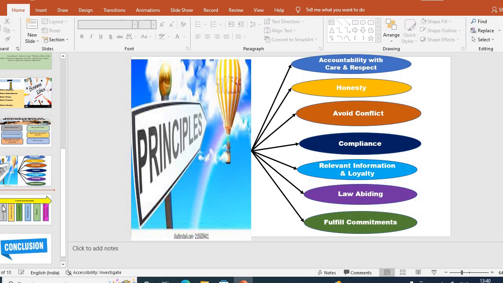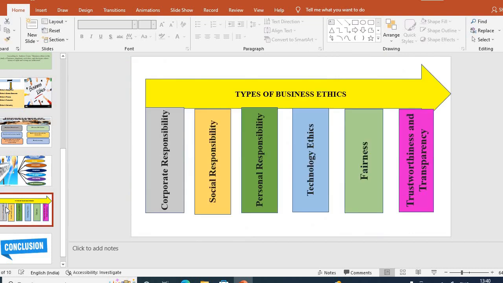The most important part is the types of business ethics. The first type is social responsibility. In social responsibility, the organization is placed as a separate legal entity with certain moral as well as ethical obligations. The second type is personal responsibility. Employees are expected to act responsibly with honesty, diligence, punctuality, and willingness to perform expected duties.